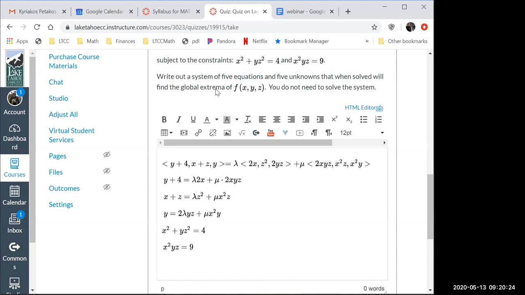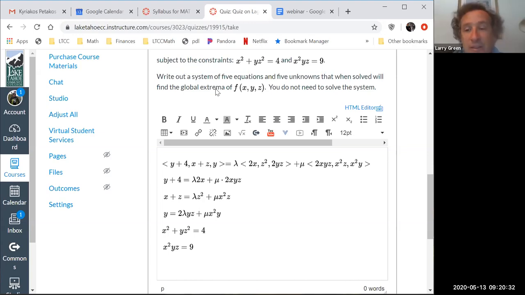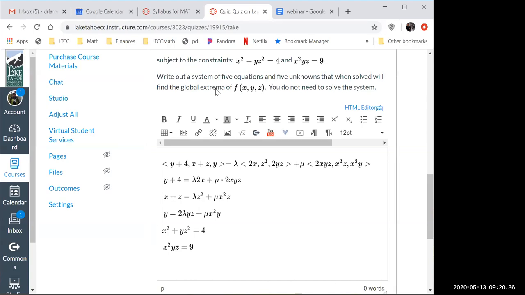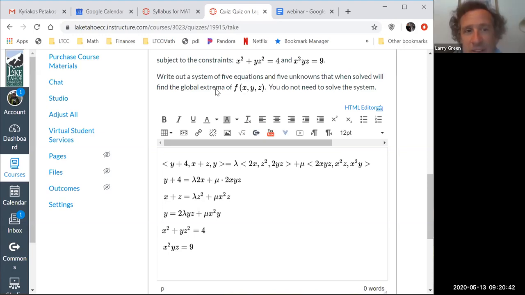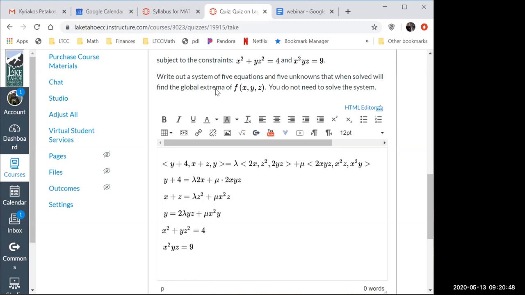Okay, Larry? Nikki. Yeah. How did you decide which one was lambda and which one was mu for the gradients? Oh, it makes no difference. So you just set the gradient of 1 for mu and then the gradient of 1 for lambda? Yeah, I did it in the order they were given, because lambda comes before mu in the alphabet. Okay, thank you.